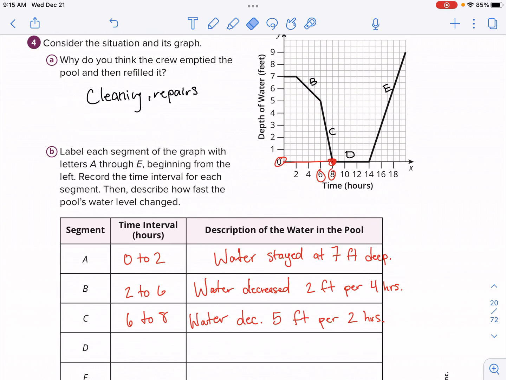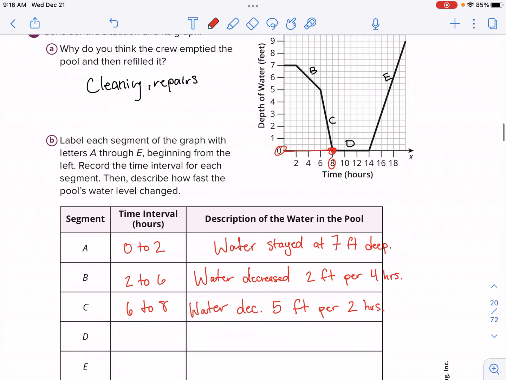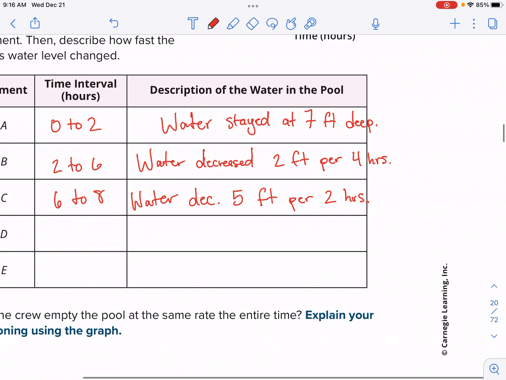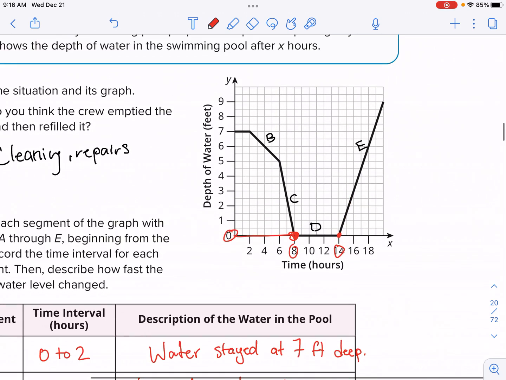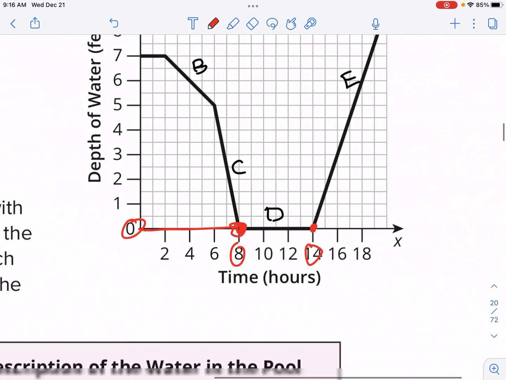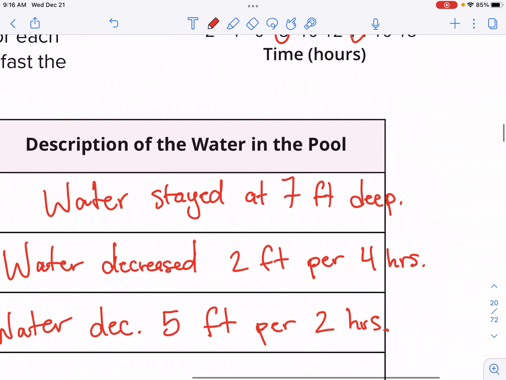All right. Continuing this. For D, right, we already have the first part, but the other point in the line segment is right here. This is at 14 hours, from 8 to 14 hours. Okay, you can see that it's horizontal. They're both at a height of 0. So the water just stayed empty. It was empty for 6 hours.